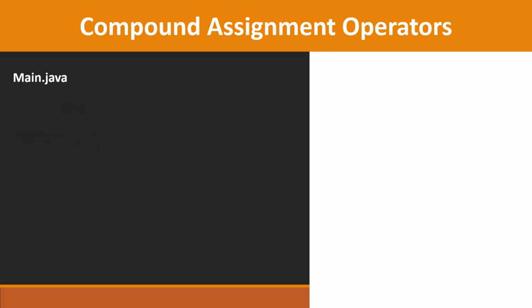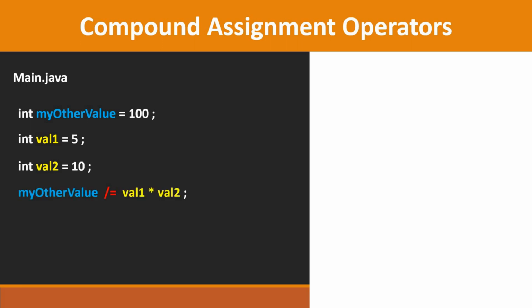Now we can use these compound assignment operators with equations of any complexity. So let's take a look at another example. So I'll declare another variable, myOtherValue, that I initialized to 100. Then I'll declare 2 more variables, val1 and val2. Then I'll add the code myOtherValue divide equals val1 times val2.